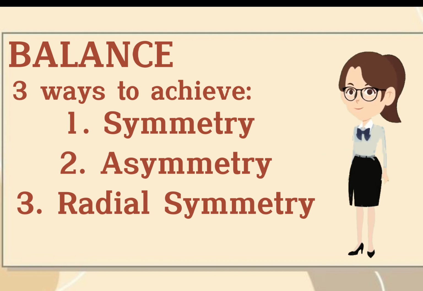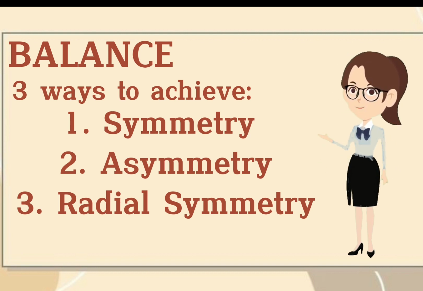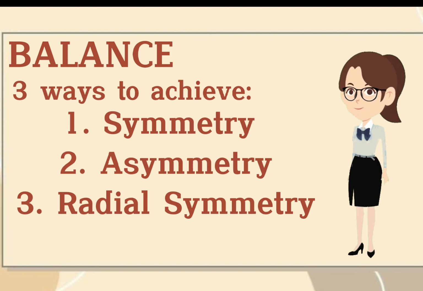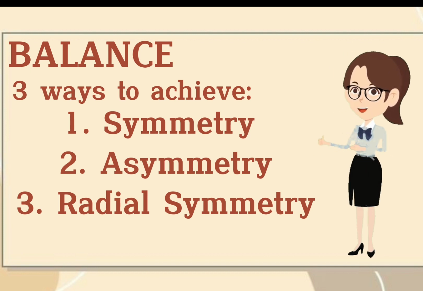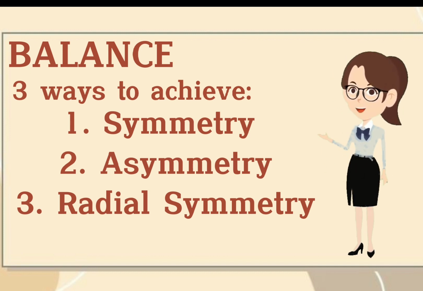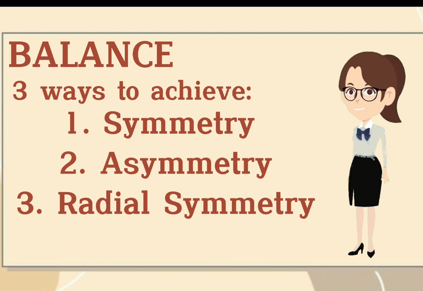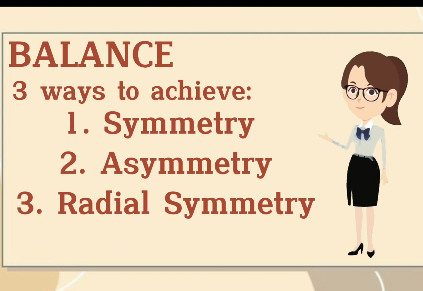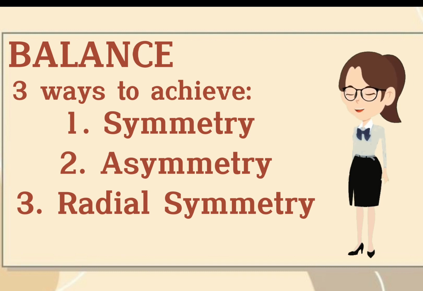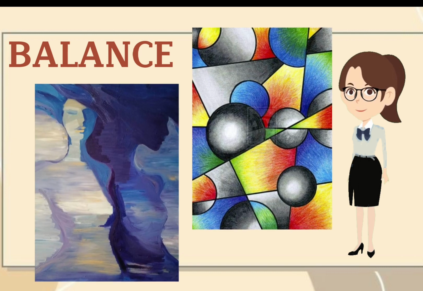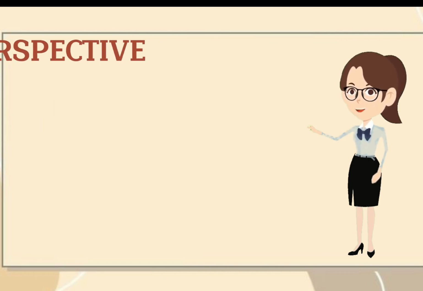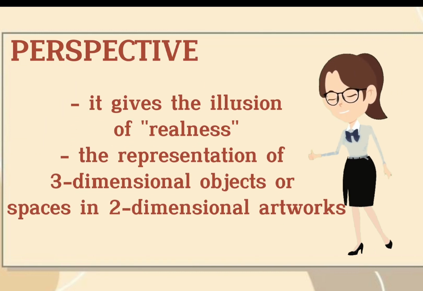First is symmetry. Symmetry is when both sides of a composition have the same elements. Next is asymmetry. The composition is balanced due to the contrast of any of the elements of art. The third one is radial symmetry. Elements are equally spaced around a central point. Here are some examples.